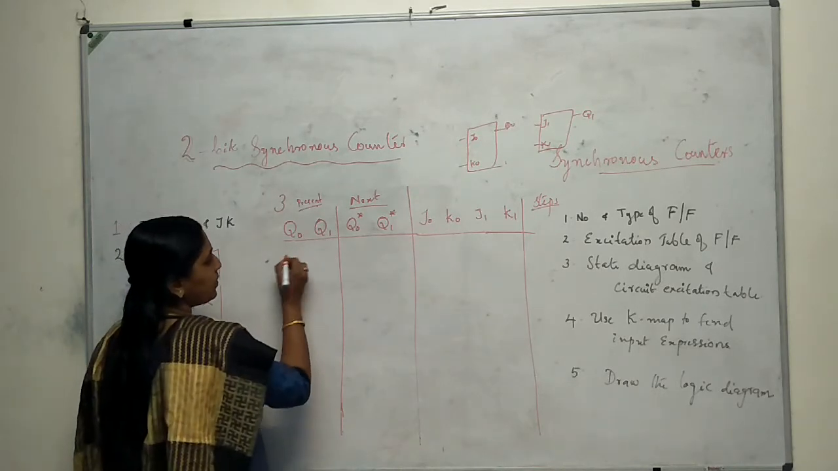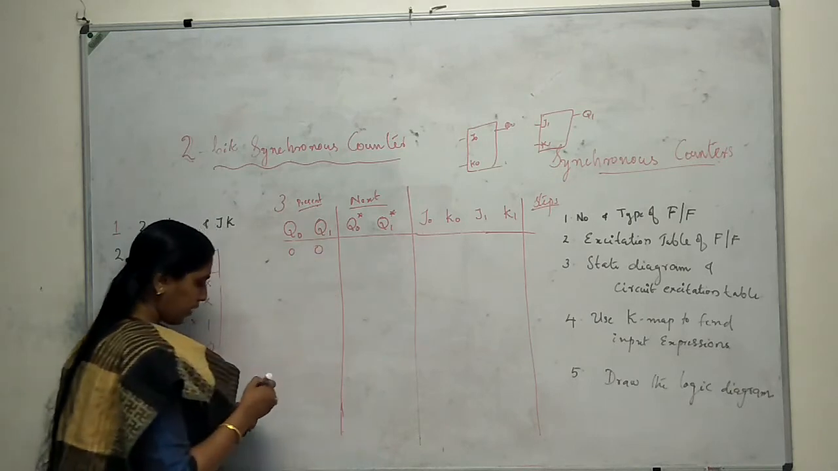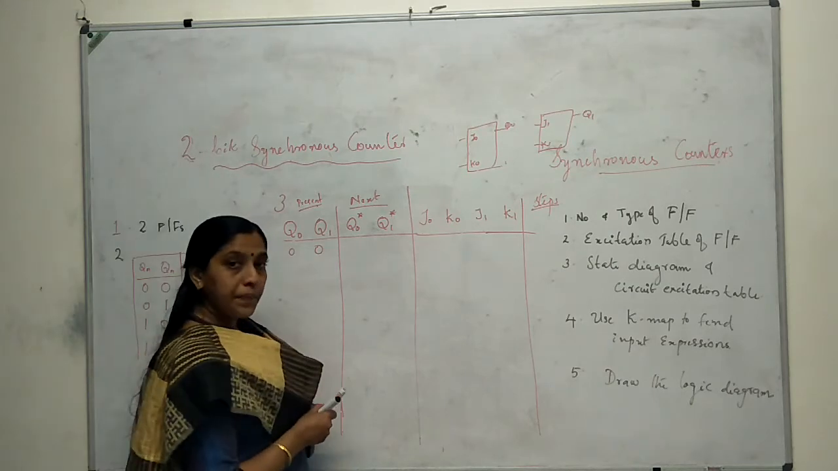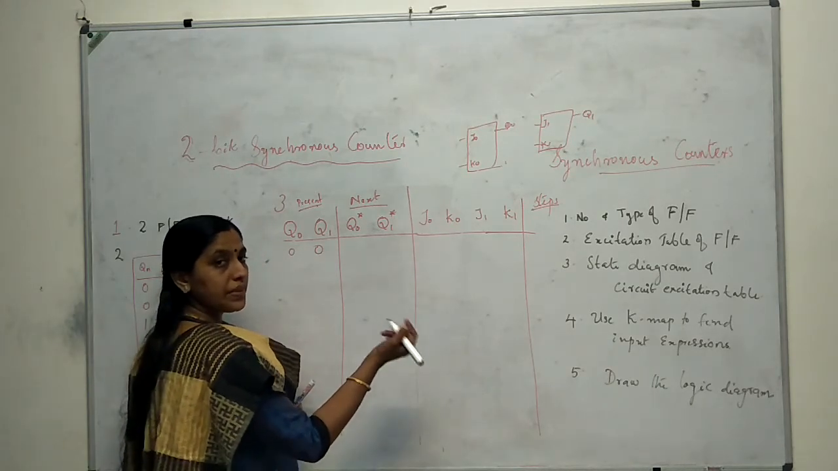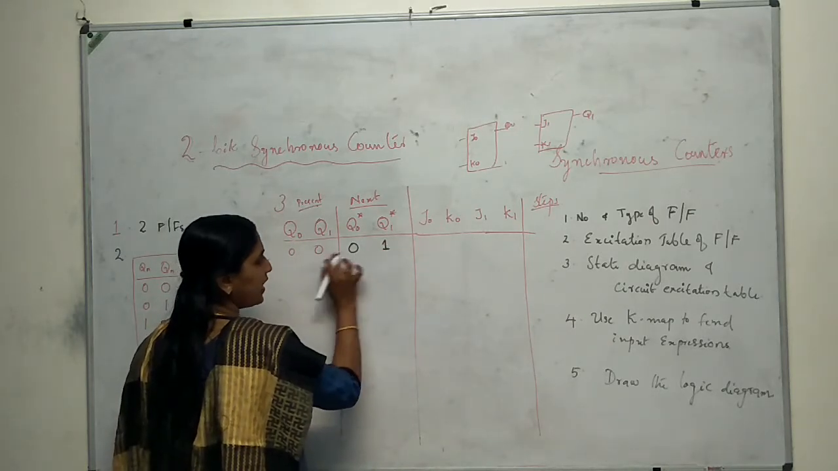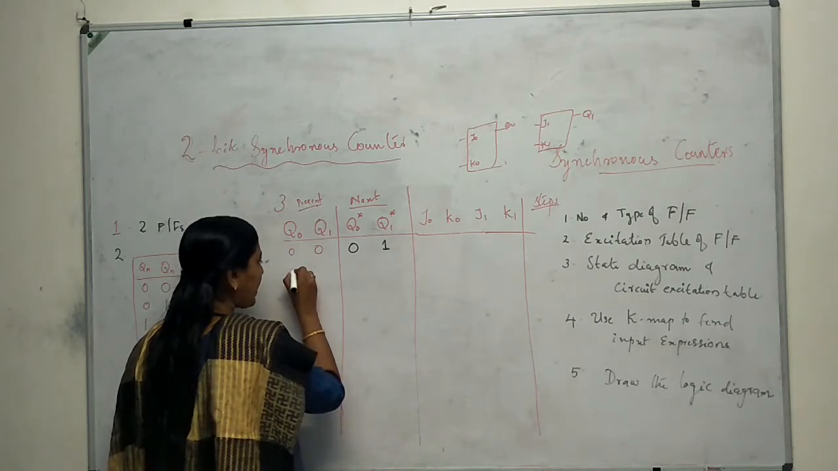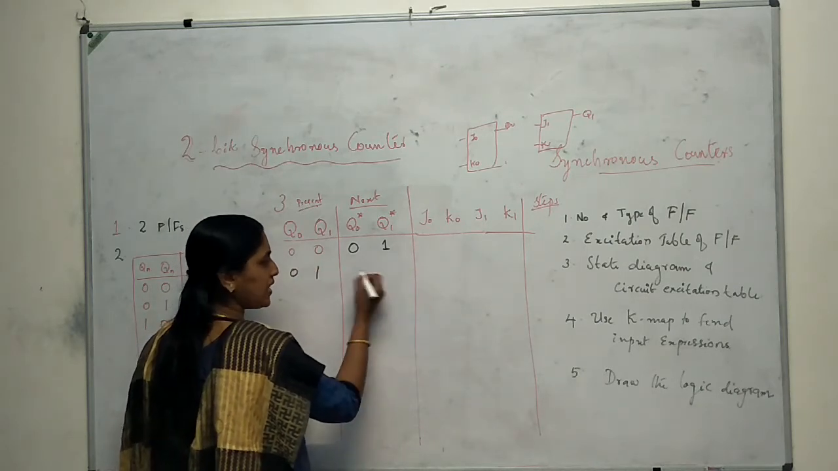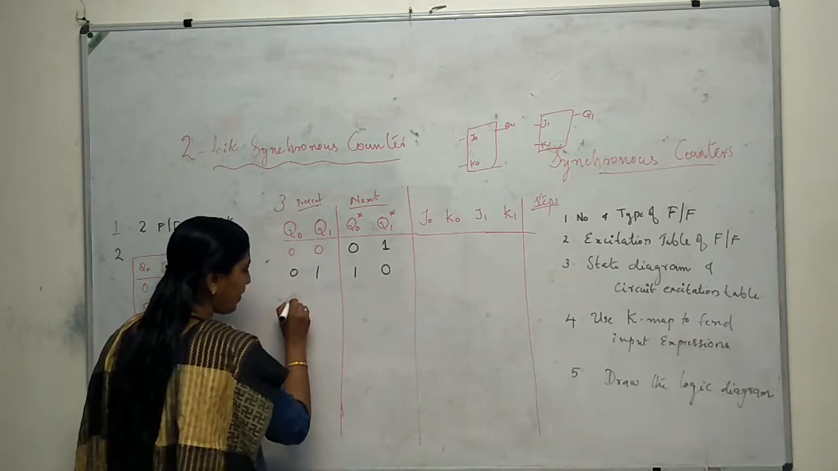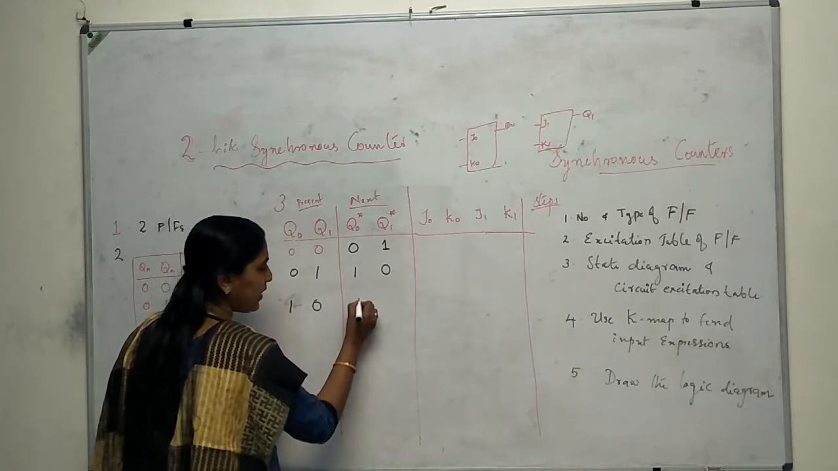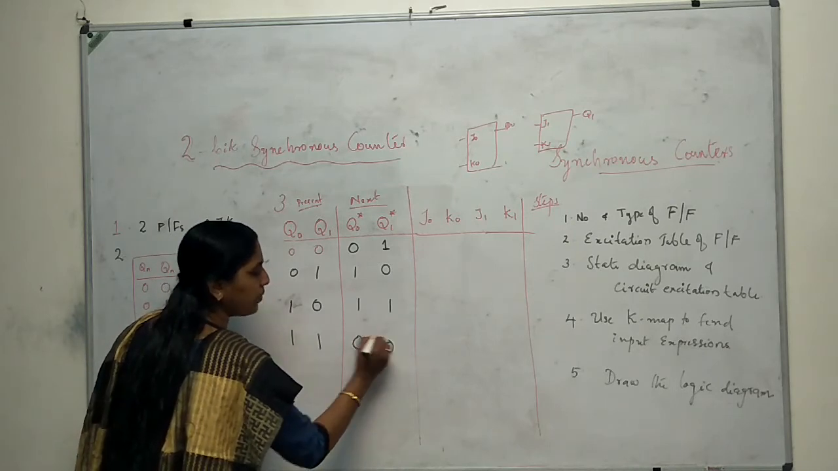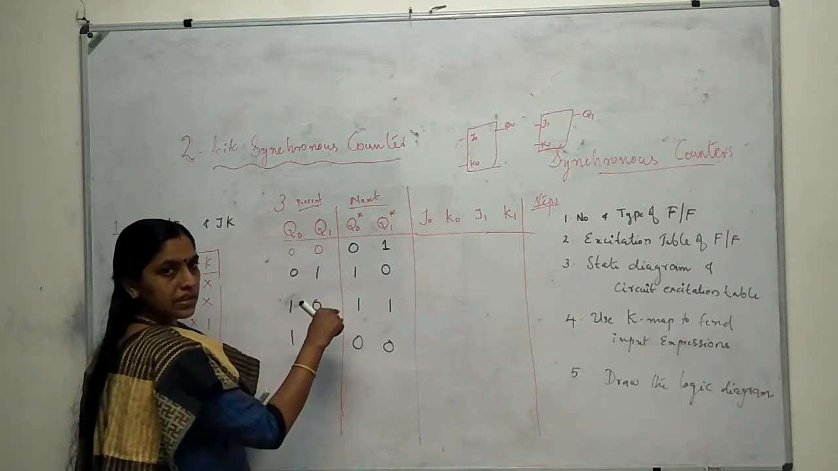Now assume that my current state is 0 0. What will be the next state? In case of an up counter, it will be 0 1. Right? So this is the current state, this is the next state. Then if the current state is 0 1, next state will be 1 0. If the current state is 1 0, next state will be 1 1. If the current state is 1 1, the next state is 0 0, because the cycle has to repeat.